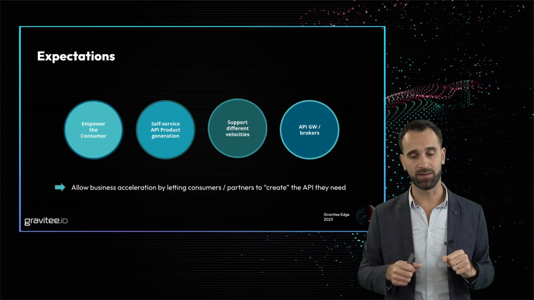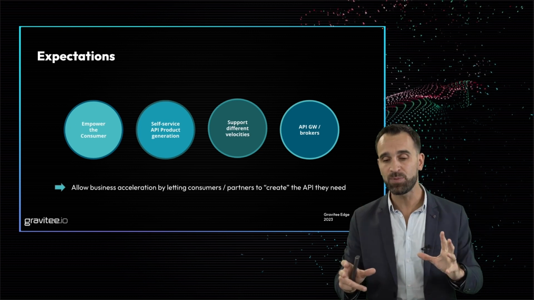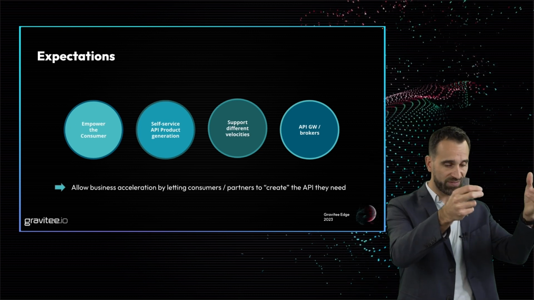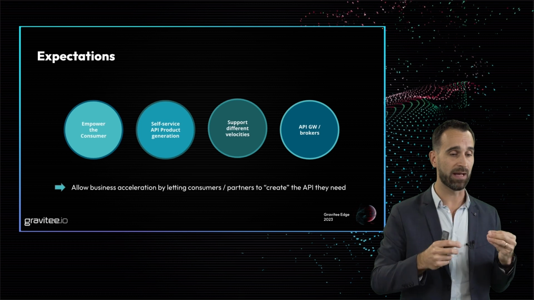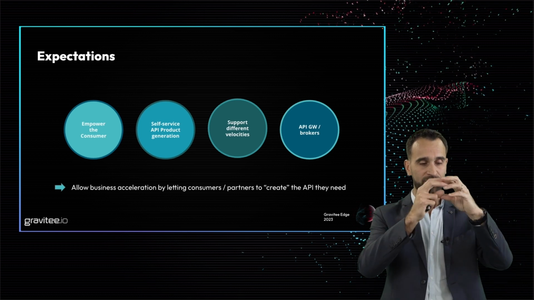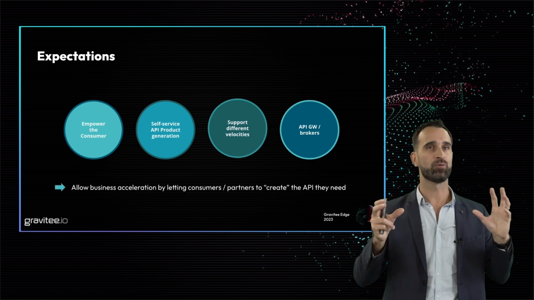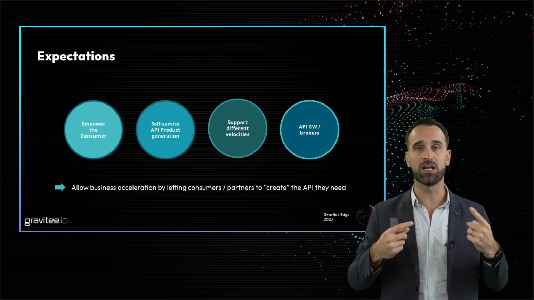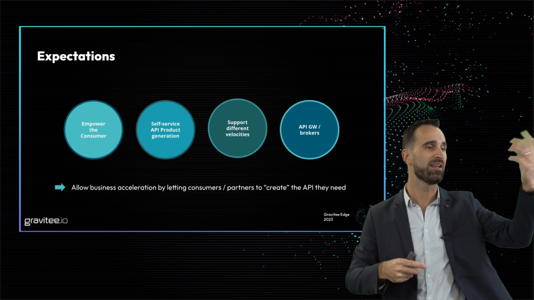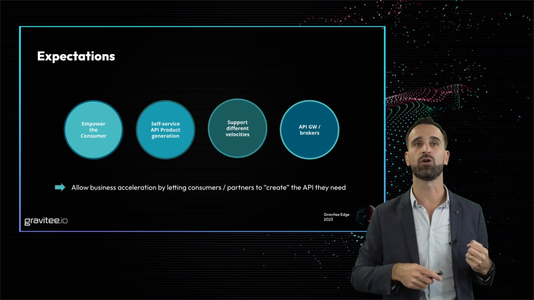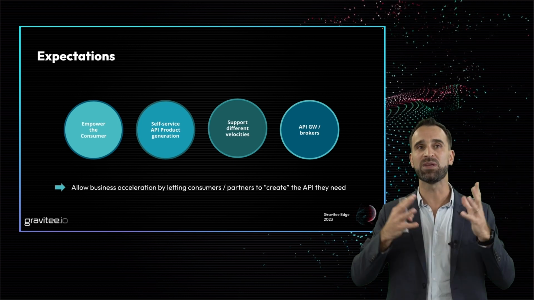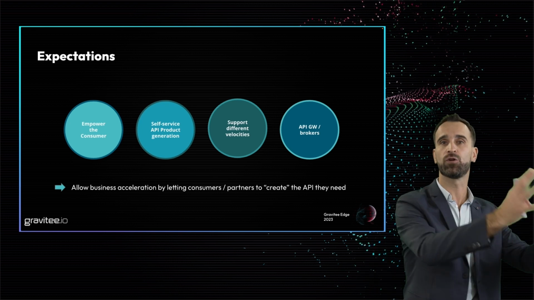What I would like is not just to create an API for a single endpoint or for a single API. I want to be able to create that sort of mashup API. I want to be able to create that sort of API product which I'll be able to generate by myself, which means that we are bringing some sort of self-service API product generation to the consumer.